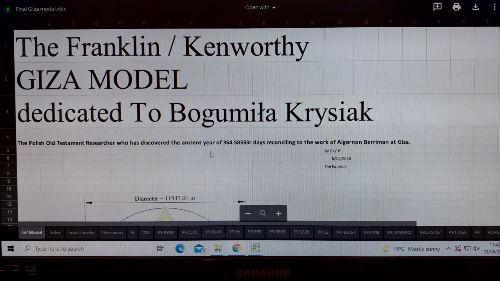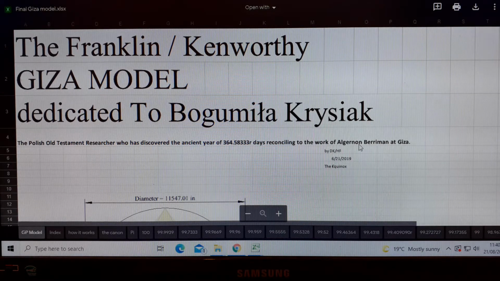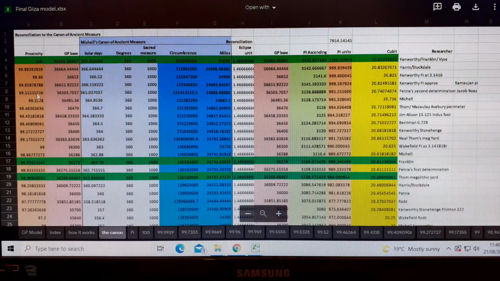and she discovered this ancient year of 364.5833, reconciling to the work of Algernon Berryman at Giza. Now we can also put for that the work of Jim Allison as well, and that's what I've done. I've just updated this spreadsheet to reflect that, and we can go to where I've done it. It's on this page and you can see it.